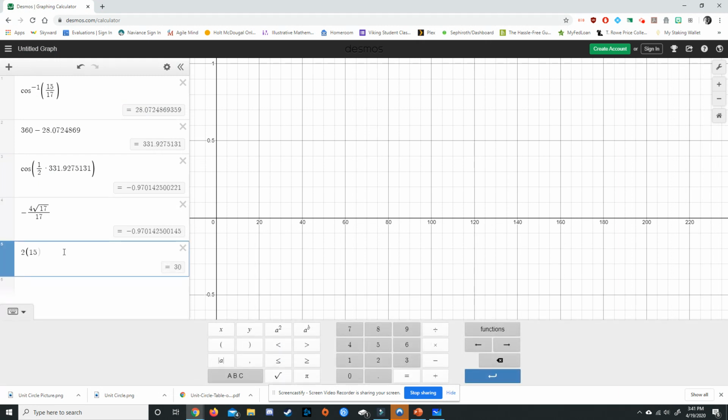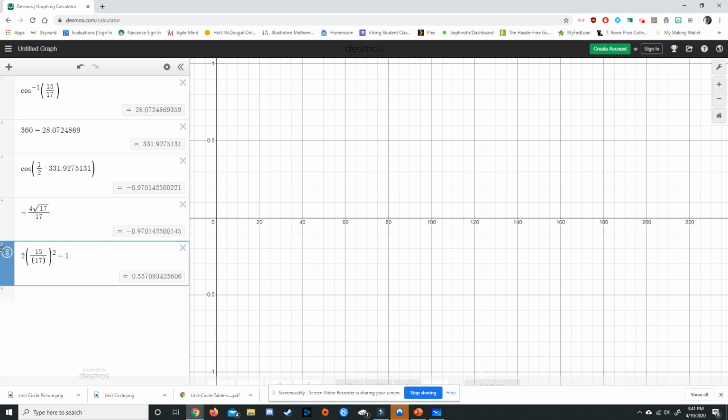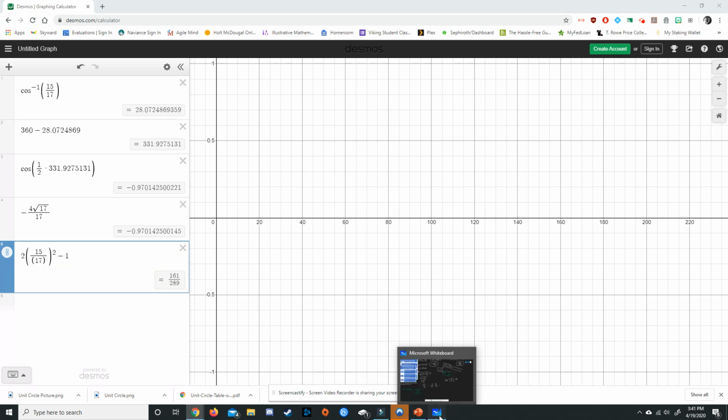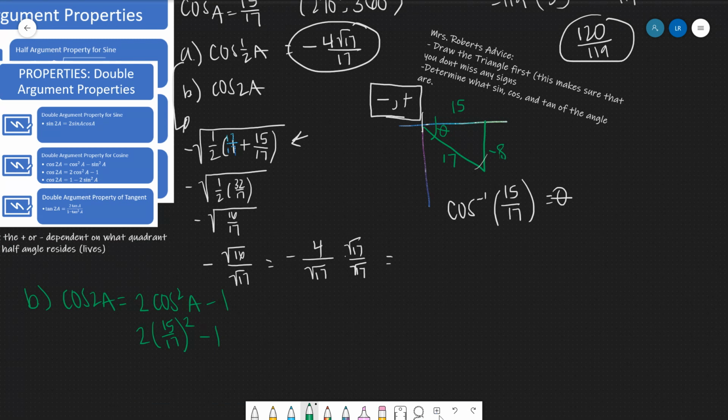2 times 15 over 17, squared, minus 1. Change it to a fraction, and you get 161 over 289. And you didn't have to do any of that algebra because Desmos did it for you. So this is 161 over 289.